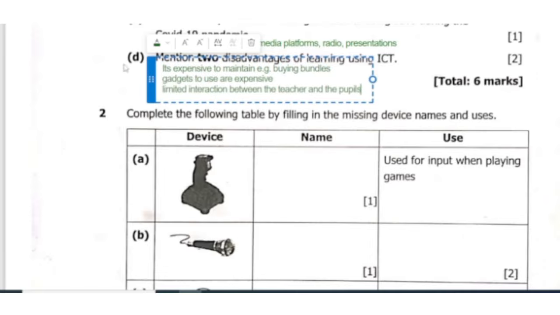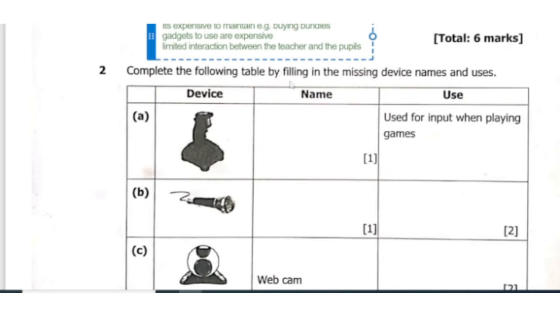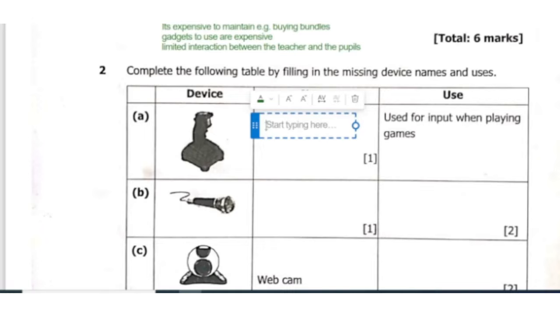Okay, let's go to question number 2. Complete the following table by filling in the missing device name and uses. So this is the device we have here. When it comes to the use, we are told it is used for input when playing games. So what do we call this when you're playing games? This one is called a joystick.